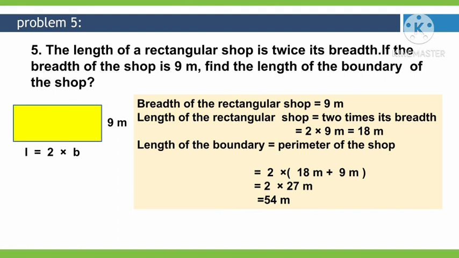Now to find the length of the boundary, it is a rectangular shop, so we can follow the rectangle formula, which is 2 into (L plus B). So add the length and breadth, 18 plus 9, which is 27 meter, multiply it by 2, you will get 54 meter. So the perimeter of the rectangular shop is 54 meter.